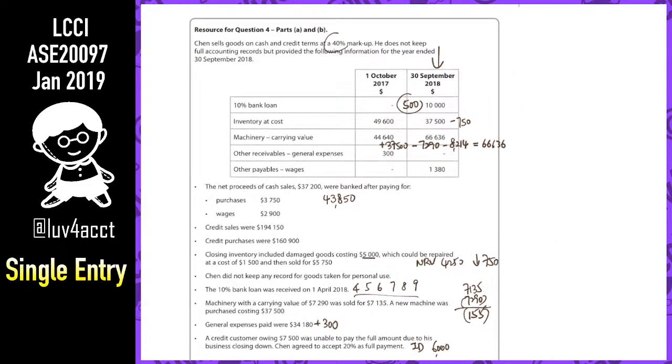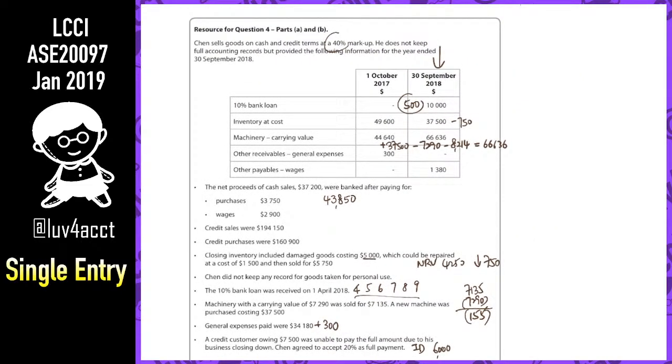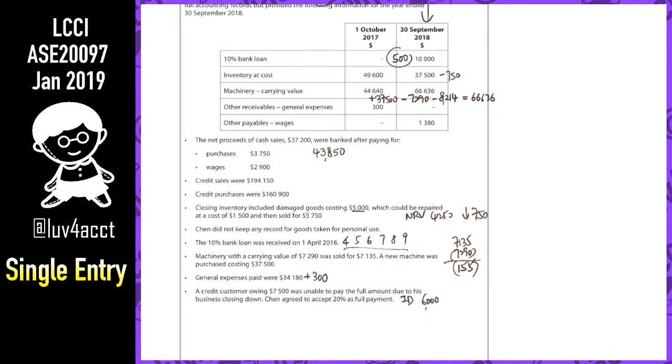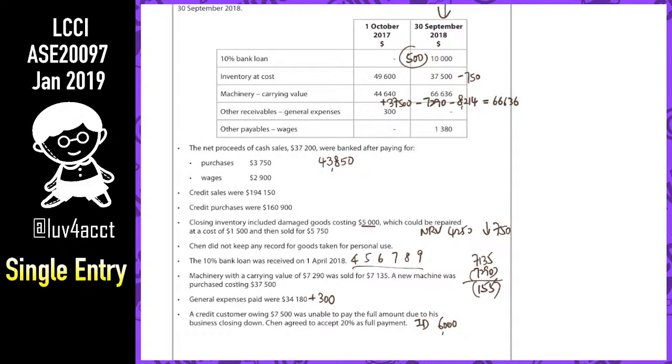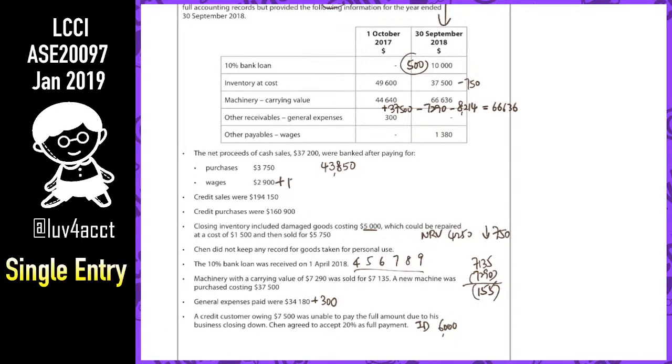Let me see. Okay. Wages. Okay, add 1380 here. Okay. So that is almost all the things that we need.